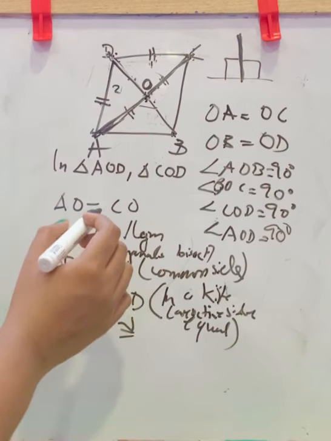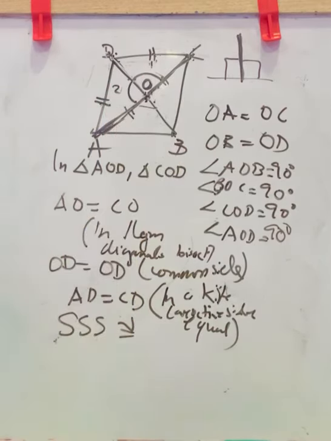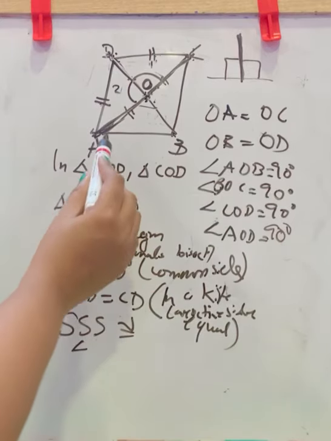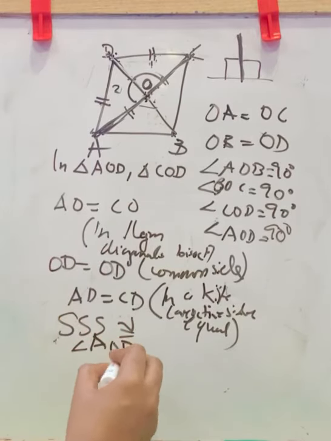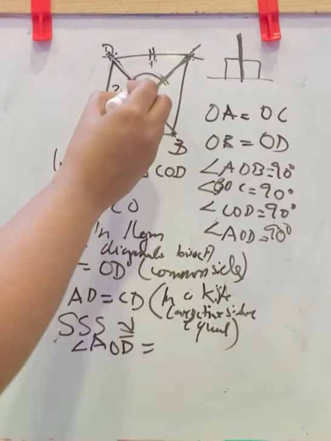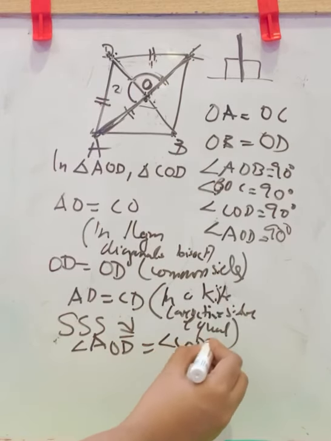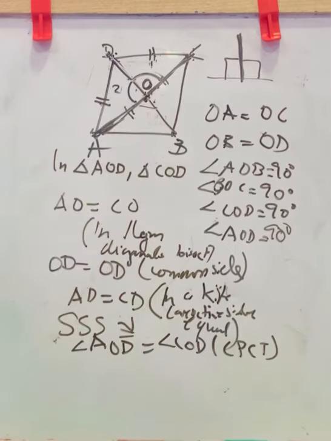Now we can say that this angle and this angle will be equal. That is angle, how will you name it? Angle AOD equal to angle COD. Reason is CPCT, that is corresponding part of congruent triangles. So these two angles are equal.